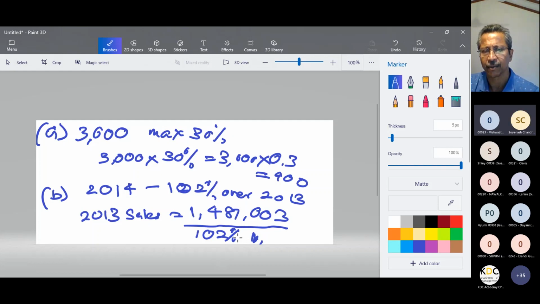1.02, no? No, 102. No, you can't use 102 because it's a percentage. Now the percentage we have to convert to a fraction. Then it comes to 1.02, right? So you divide 1,487,003 by 1.02. Then you will get the answer. Right.